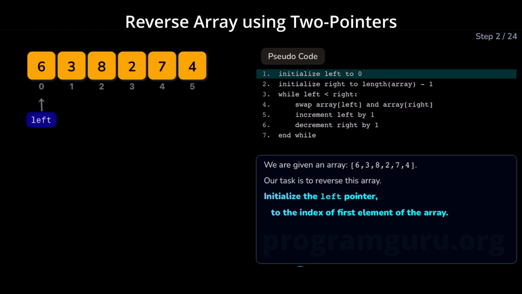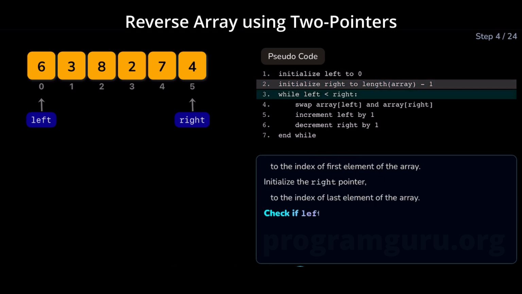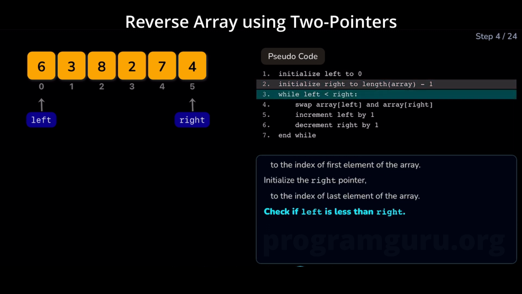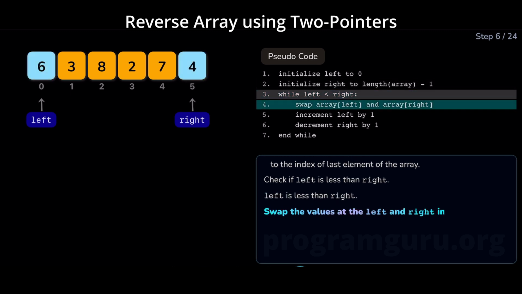We start by initializing the left pointer to the index of first element of the array. Next, we initialize the right pointer to the index of last element of the array. Now, we check if left is less than right. Left is less than right. We swap the values at the left and right positions.